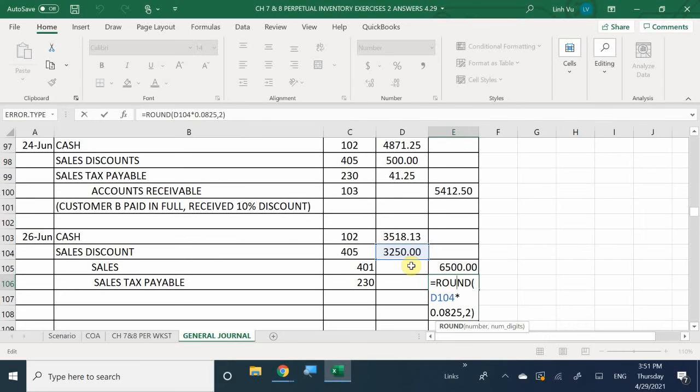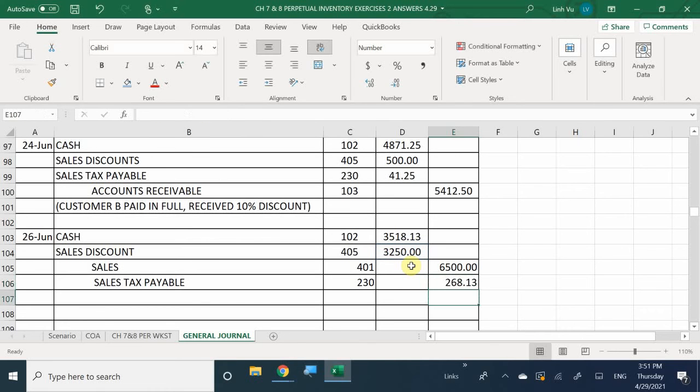Times 0.825, the 268.13, yes. Okay. And therefore, how much cash should I actually be receiving for the sale? $35.18.13. Is that what you said? Perfect. Okay. So therefore, man, that was a huge discount, and that took a toll on my profits.